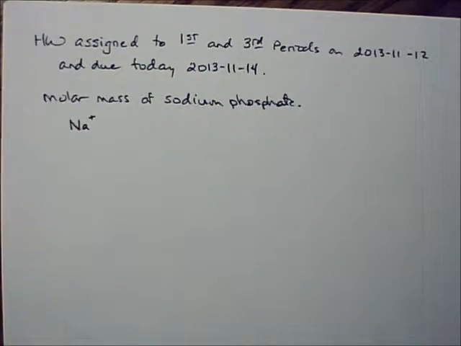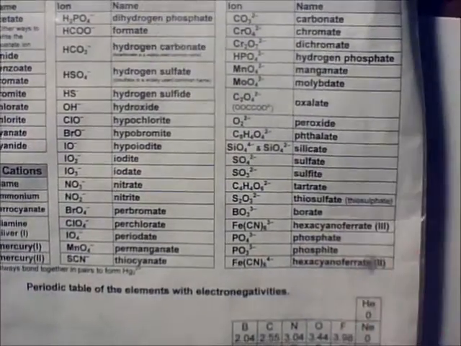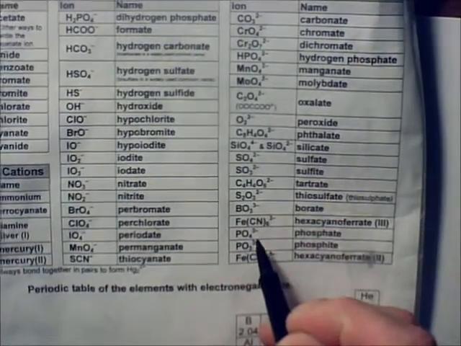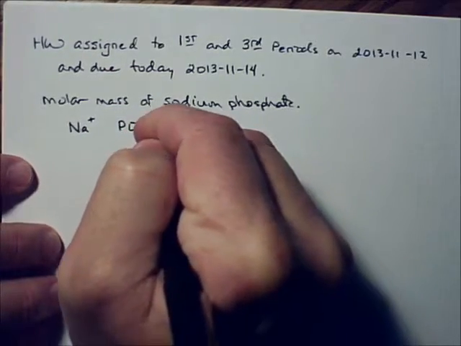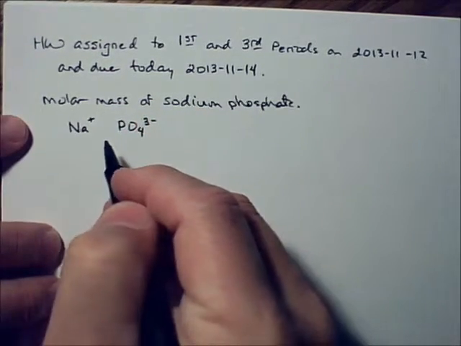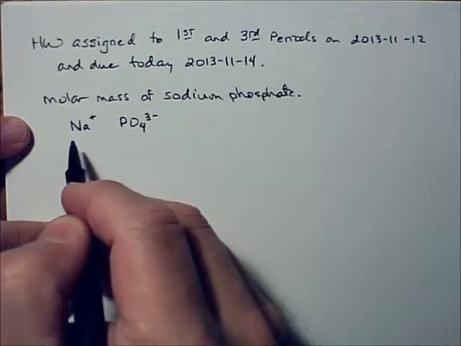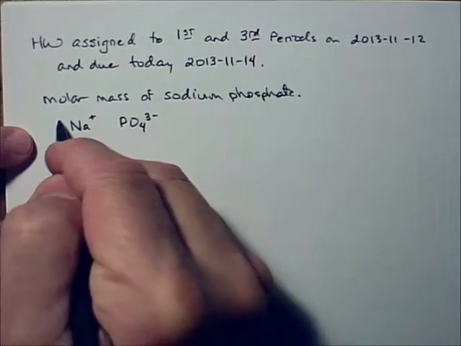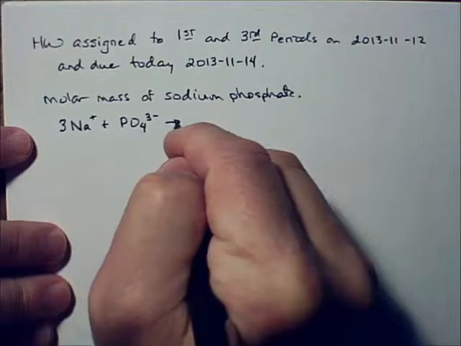And phosphate, we need to find the formula for. So you look on the common ions list, and search around, and phosphate's right here. Okay, PO4, 3 negative. And we have a 3 negative charge and a 1 plus charge. We need to have as many positive as negative charges. So we need 3 of these sodiums. And we put those together, and we have a formula then.